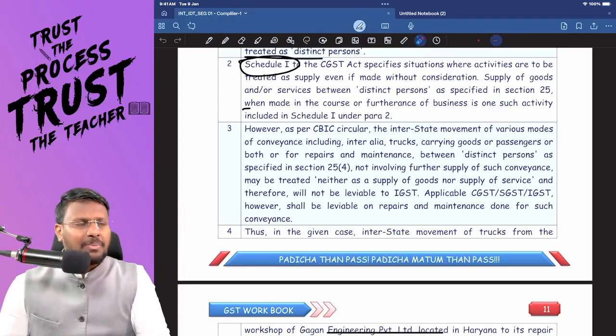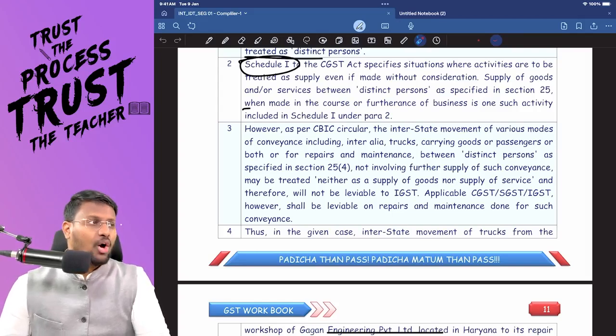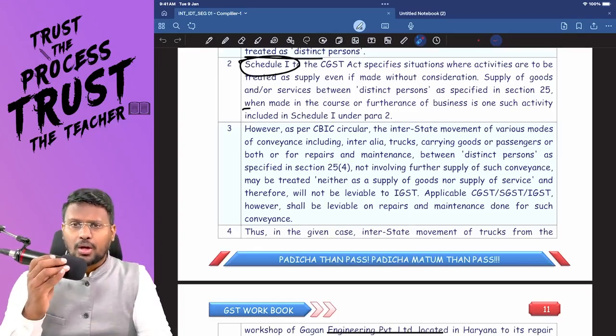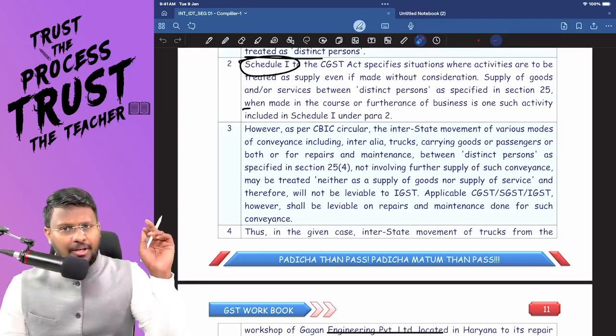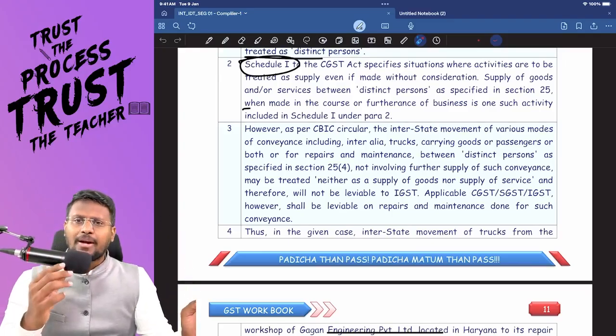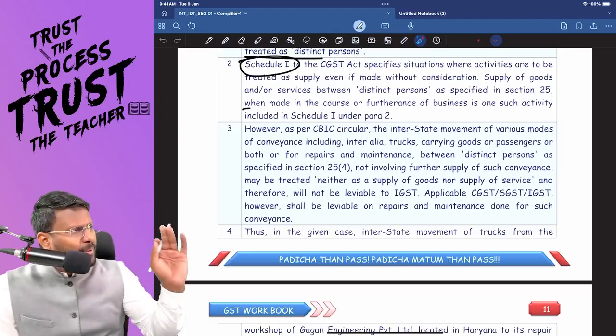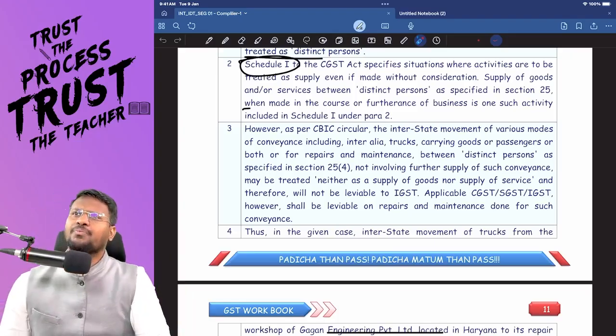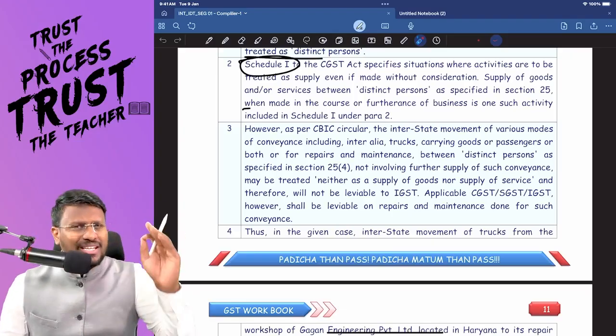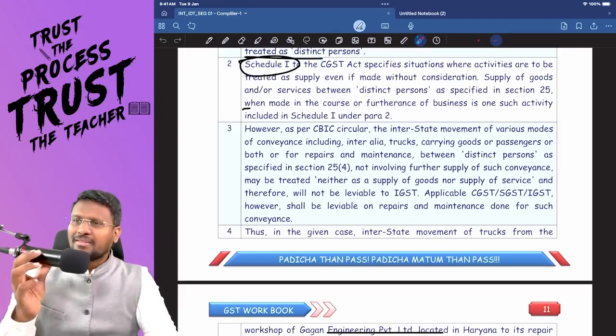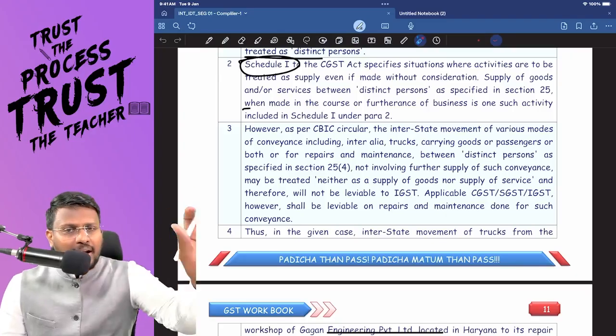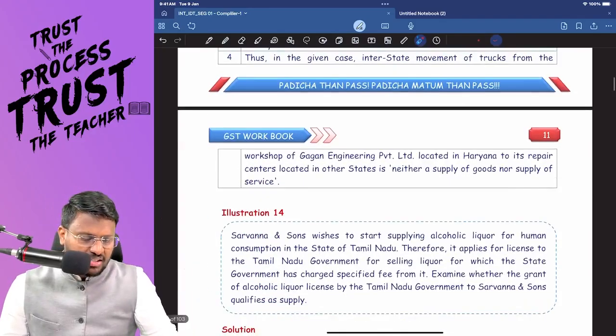As we all know, my dear lovable students, as per section 7 subsection 2, notwithstanding anything contained in subsection 1, activities or transactions specified in it, or such activities or transactions undertaken by the central government, state government or local authority in which they are engaged as public authority, as may be notified by the government on the recommendation of the council, shall be treated neither as supply of goods nor as supply of services. So the government put out a circular saying that this activity or transaction will be treated neither as supply of goods nor as supply of services.